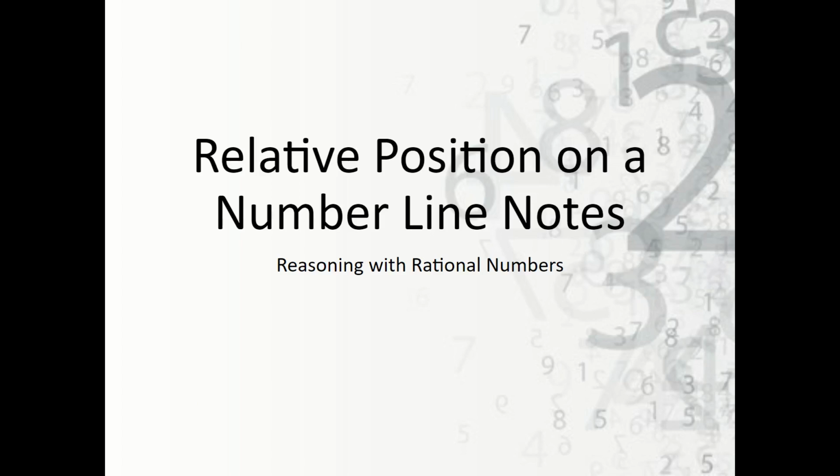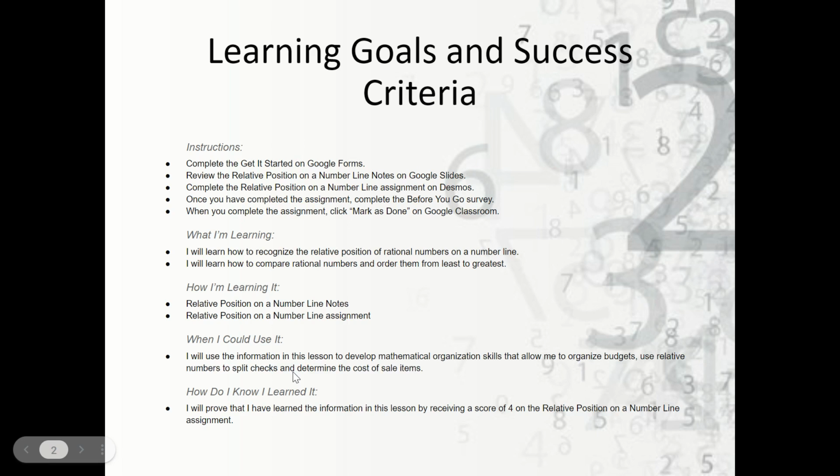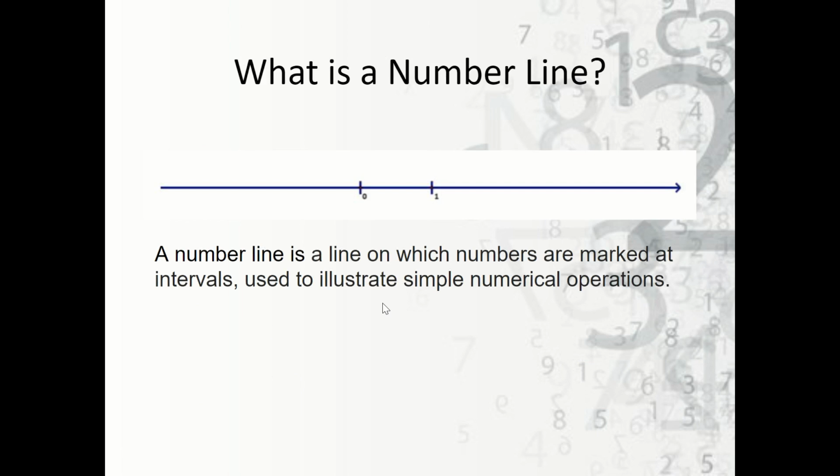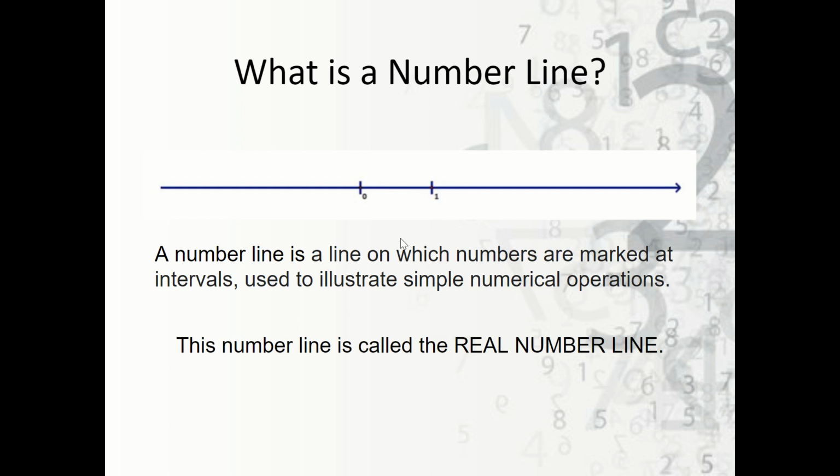Let's take a look now at the relative position on a number line notes. Our notes begin with the learning goals and success criteria. First of all, what is a number line? A number line is a line on which numbers are marked at intervals used to illustrate simple numerical operations. So for instance, here's 0, here's 1. This number line in particular is called the real number line because it represents all the real numbers.